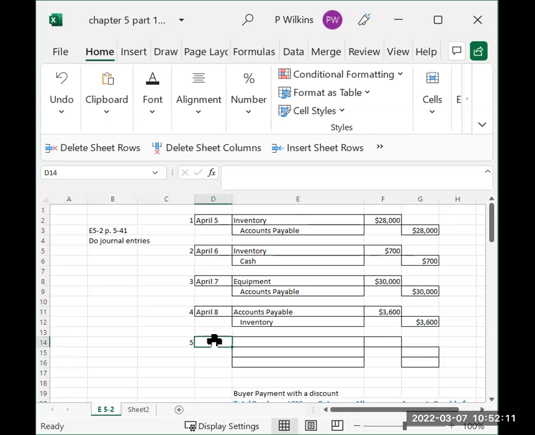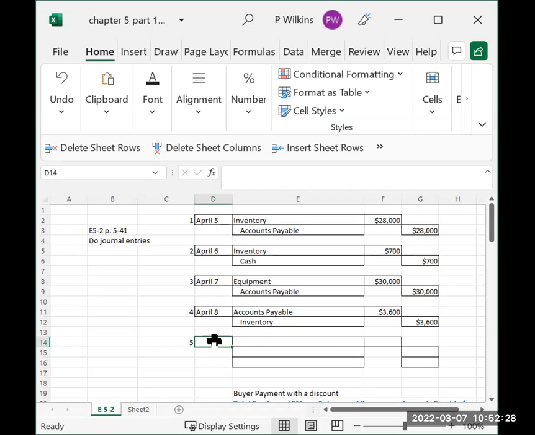Then we have number 5. On April 15th, paid the amount due to Jack's Company in full. Okay, so the first thing we have to do is look at the terms and the date. The terms for this were 2/10. That means we get a 2% discount if we pay within 10 days.